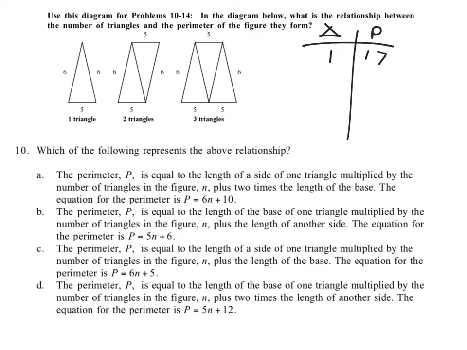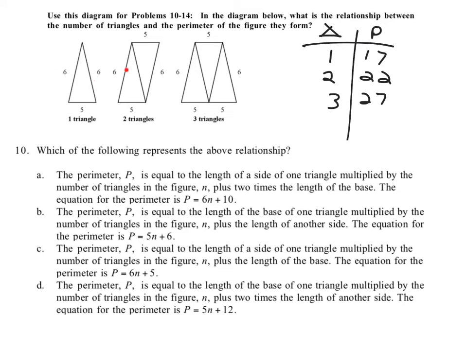Two triangles has a perimeter of, well, we had two sixes and a five. Here we have two sixes and two fives, so that adds another five on there. So that's 22. Here it's a couple of sixes and three fives, and what appears to be happening is that every time you add a triangle, you increase the perimeter by 5, because you're getting another side here or here. But the sixes, one on each side, happen every time.